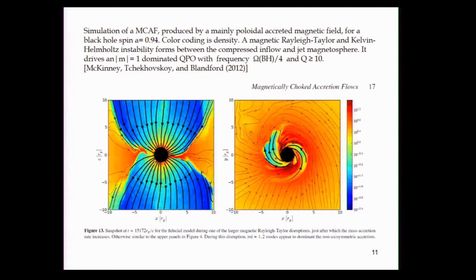Of magnetically choked flows. What they find is a QPO, an M equal 1 QPO, driven by Rayleigh-Taylor and Kelvin-Helmholtz instability at the interface between the low-density jet and the high-density disk in this region. M equal 1, at roughly this frequency, within 10% roughly of that frequency.